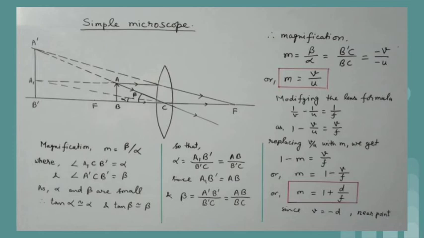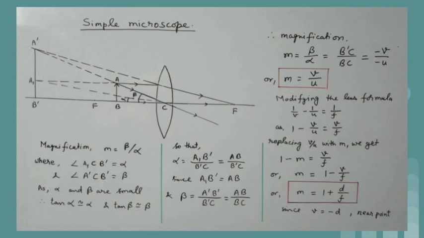As angles alpha and beta are very small, therefore tan alpha could be taken as simply alpha and tan beta could be taken as beta. So that alpha is equal to A1B' by B'C, which is equal to AB by B'C, since A1B' is equal to AB. And beta is equal to A'B' by B'C, which is equal to AB by BC.